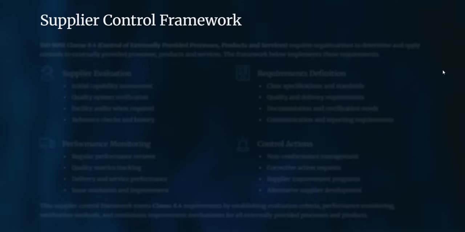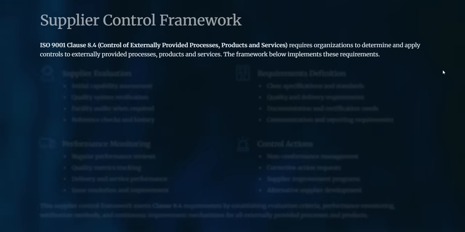Supplier control framework. Let's look at the framework, which is effective. ISO 9001 Clause 8.4, control of external provided processes, products, and services, requires organizations to determine and apply controls to external provided processes, products, and services. The framework that we are going to show you now implements these requirements effectively.